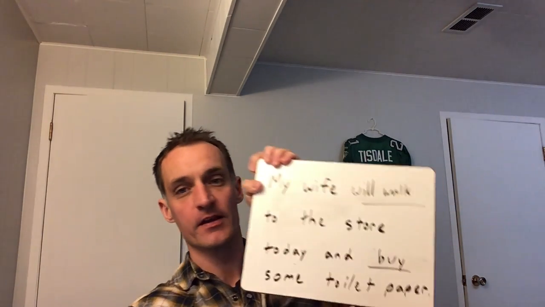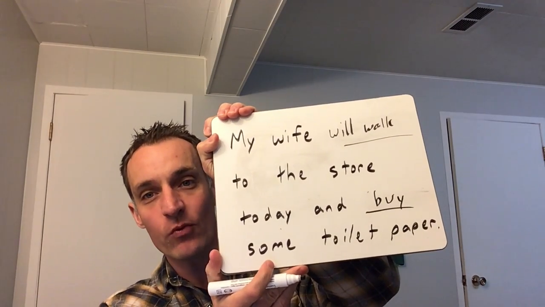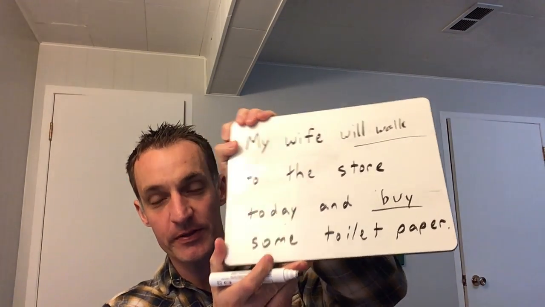How about we change it to the future, okay? I'm going to say my wife will walk to the store today, and I could write will buy, or I could just write buy, and the will gets to. So my wife will walk to the store today and buy some toilet paper. That's in the future. It's going to happen. Okay? We can make it present as well. My wife is walking to the store today to buy some toilet paper. But there you go.